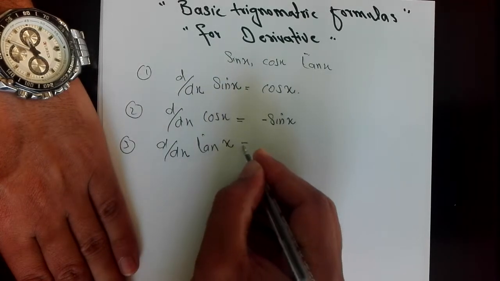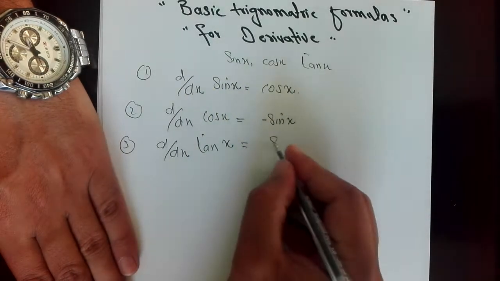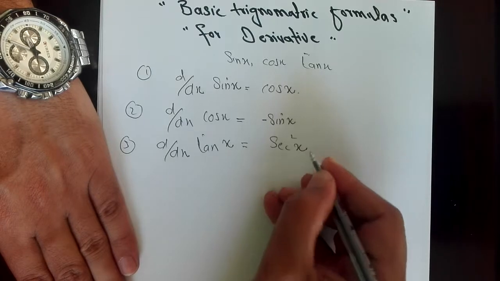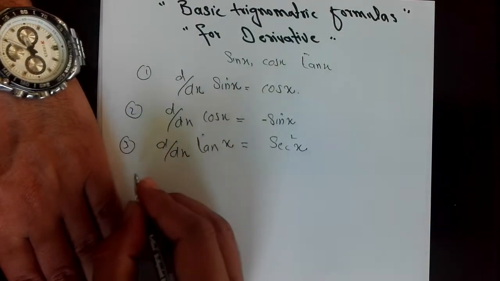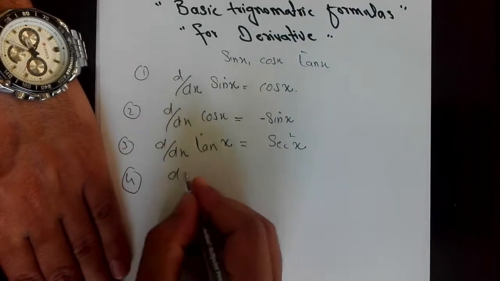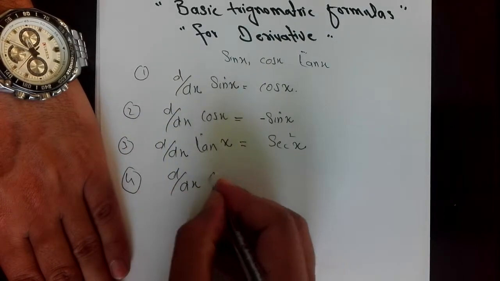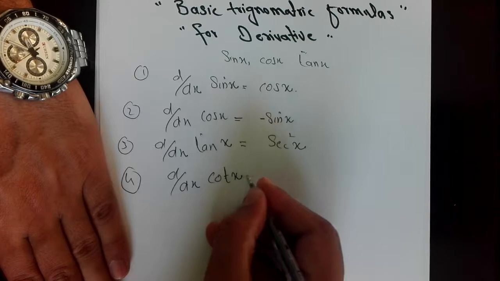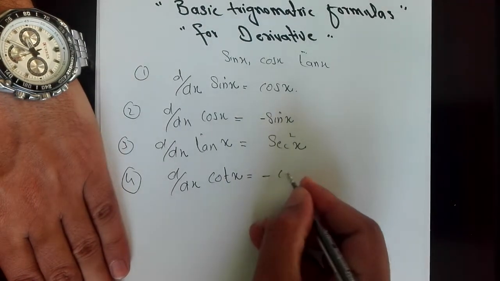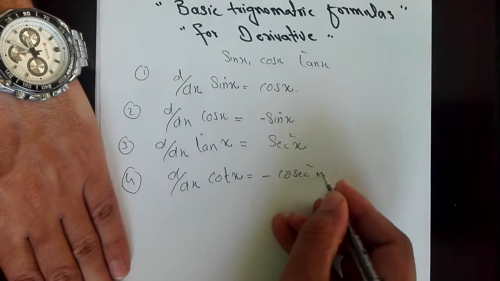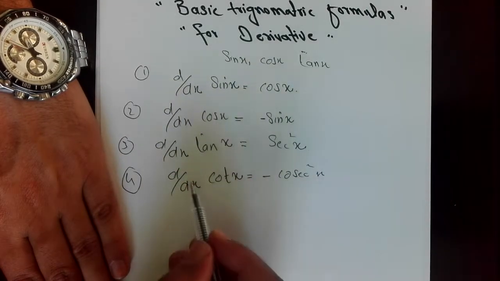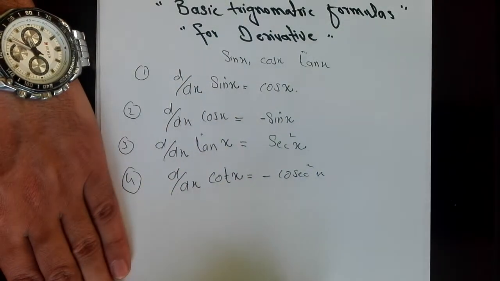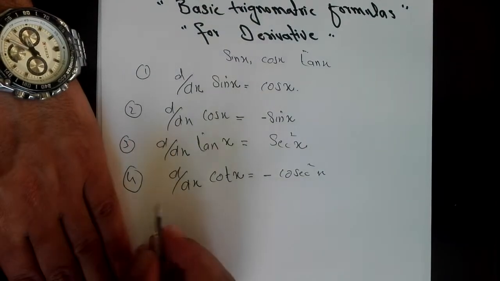For tan of x it will be equal to secant square of x. For tan it will be secant square of x, and d over dx of cot of x will be equal to minus cosecant square of x, like the sine, like the cos. In cos it will be minus sine, and in cot it will be equal to minus cosecant square of x.